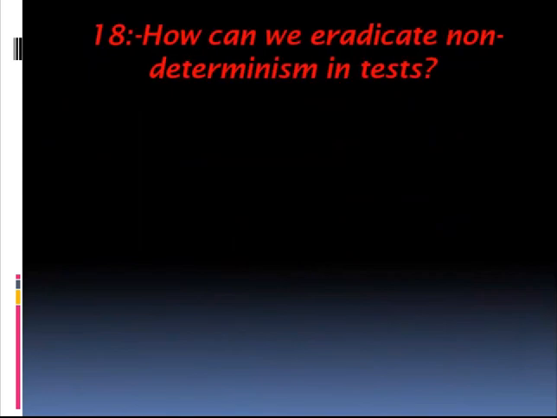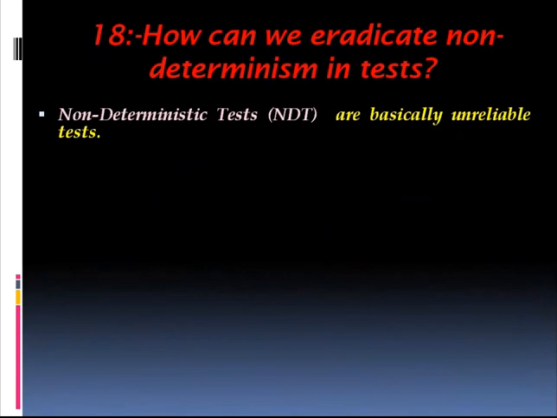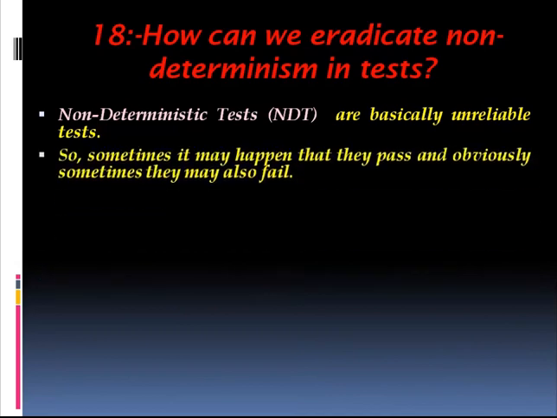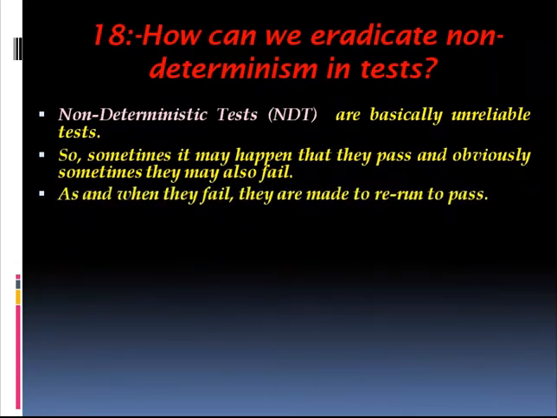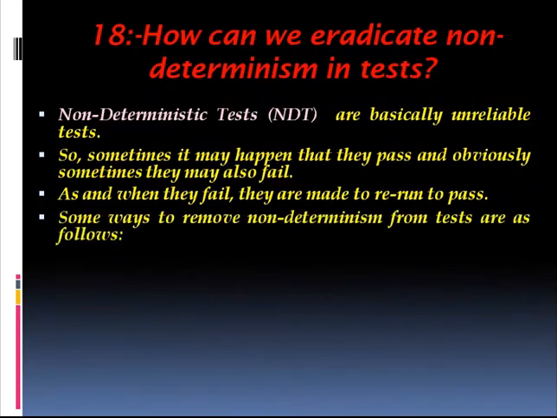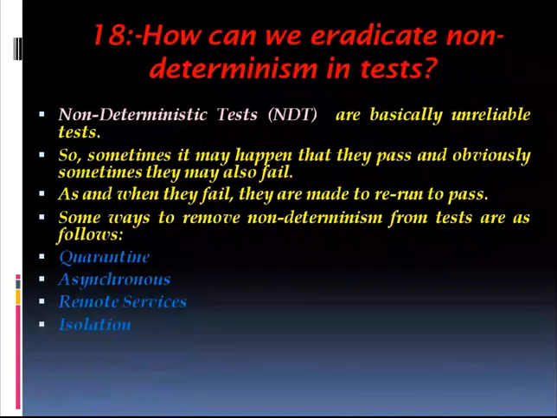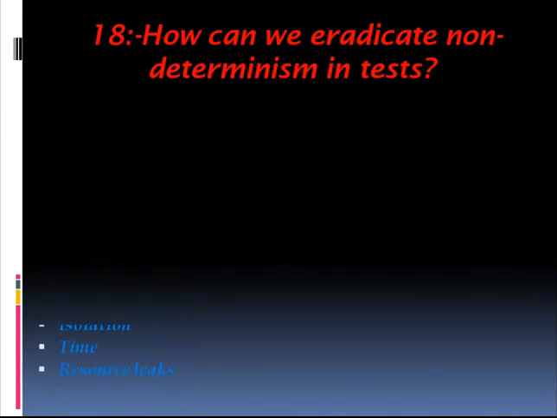How can we eradicate non-determinism in tests? Non-deterministic tests (NDT) are basically unreliable tests. Sometimes they pass and sometimes they may also fail. As and when they fail, they are made to rerun to pass. Some ways to remove non-determinism from our code are as follows: quarantine, asynchronous, remote service, isolation, time and resource leaks.